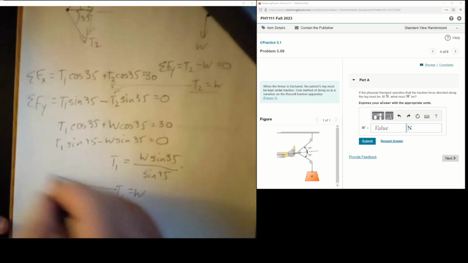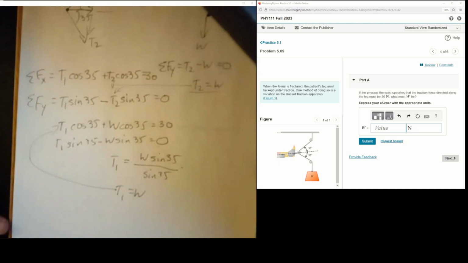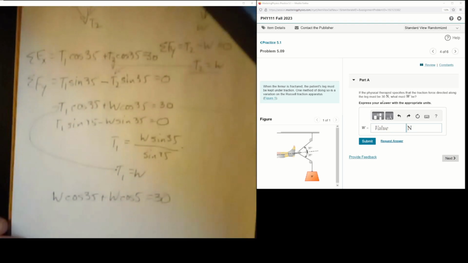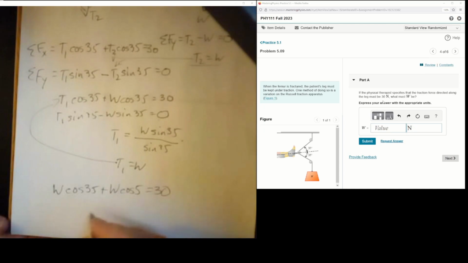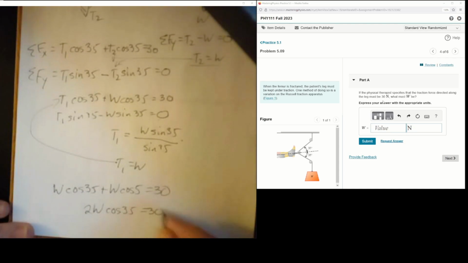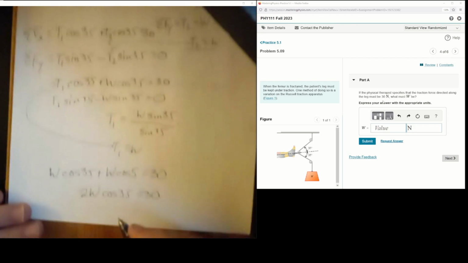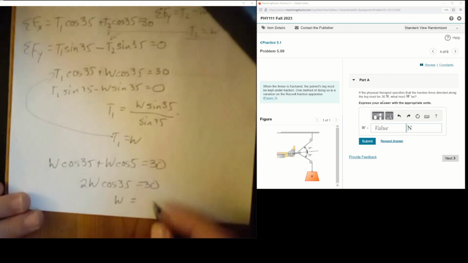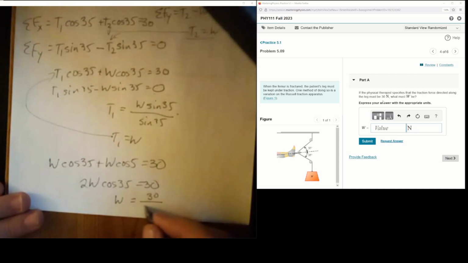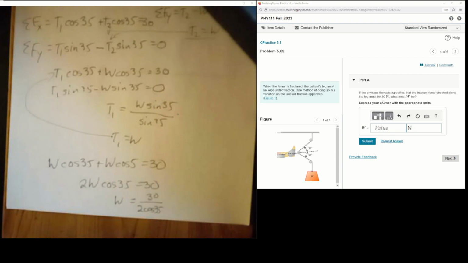And so we can plug that into the other one. So we would have weight cosine 35 plus weight cosine 35 equals 30. So we got like terms. 2 W cosine 35 equals 30. And then finally, to solve for weight, we have 30 divided by 2 cosine 35. And I will plug that in.